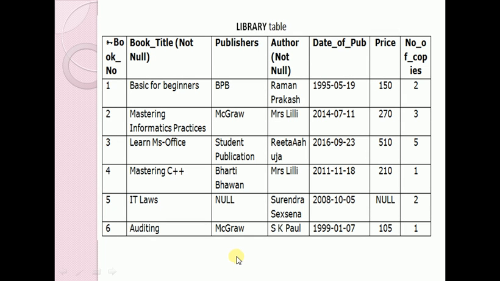Now let's see some examples based on our library table. This library table contains book number, title, publisher, author, date of publication, price and number of copies. This table has 6 records. Based on this table, let's have some questions related to LIKE.